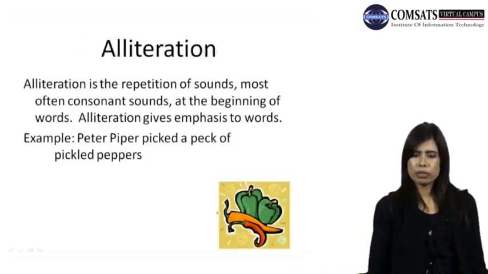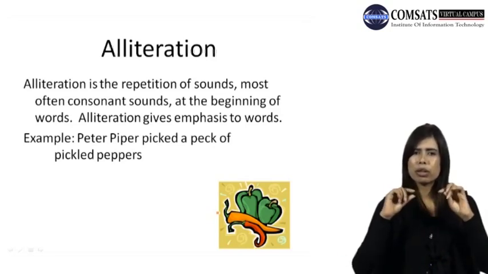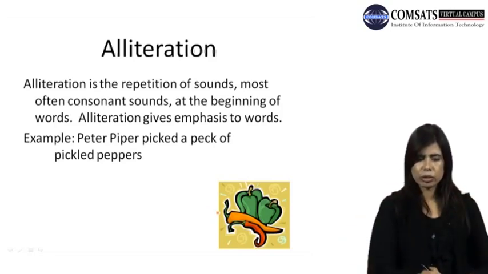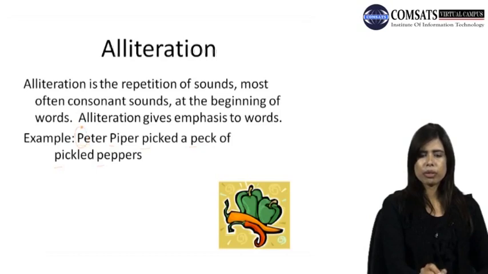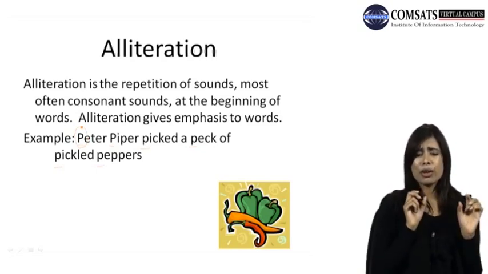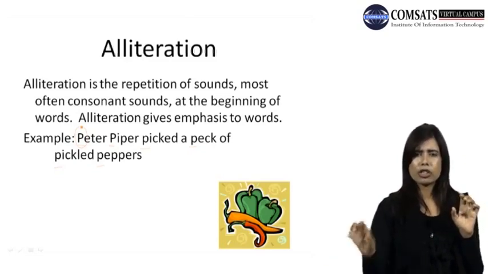Alliteration is the repetition of sounds, most often consonant sounds, at the beginning of words. Alliteration gives emphasis to words. So here you can see an example: Peter Piper picked a pack of pickled peppers. Here you can see the repetition of the consonant sound pa. Fine. Peter Piper picked a pack of pickled pepper. So when you emphasize some words, you use these kinds of expressions. Fine. This is known as alliteration.